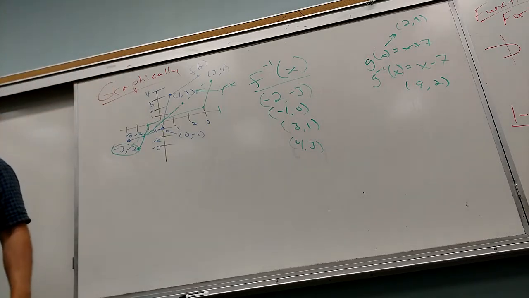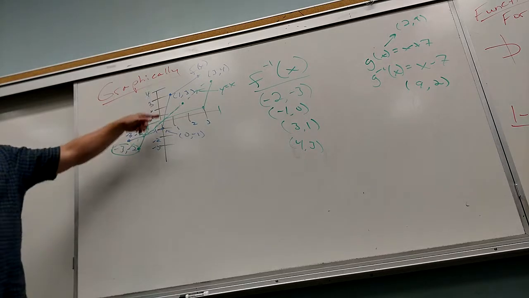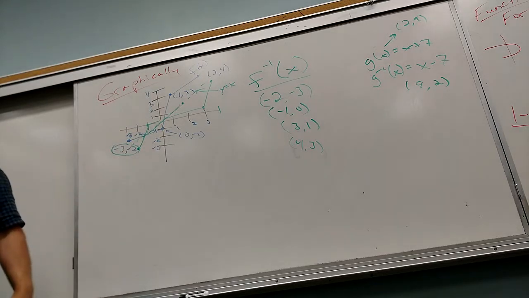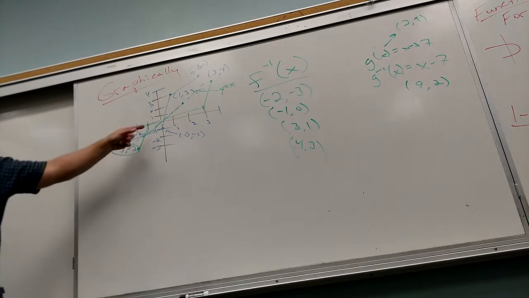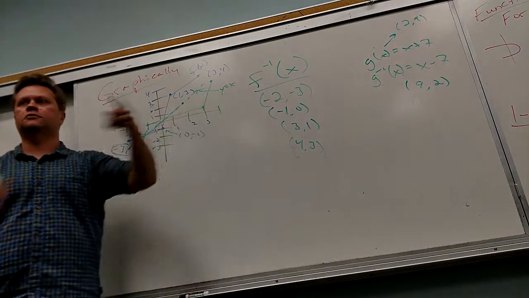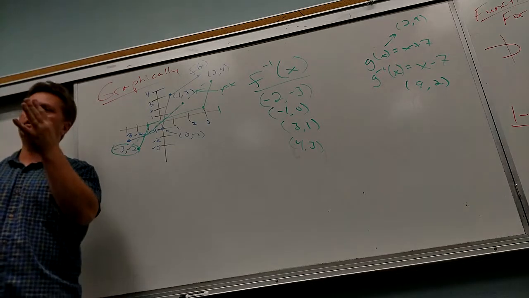Does that one pass through 0, 0? Oh, y equals x does, definitely, because 0 equals 0, so it goes through 0, 0. It goes through every point where y is x. So it goes through 0, 0, 1, 1, 2, 2, -1, -1, -2, -2.